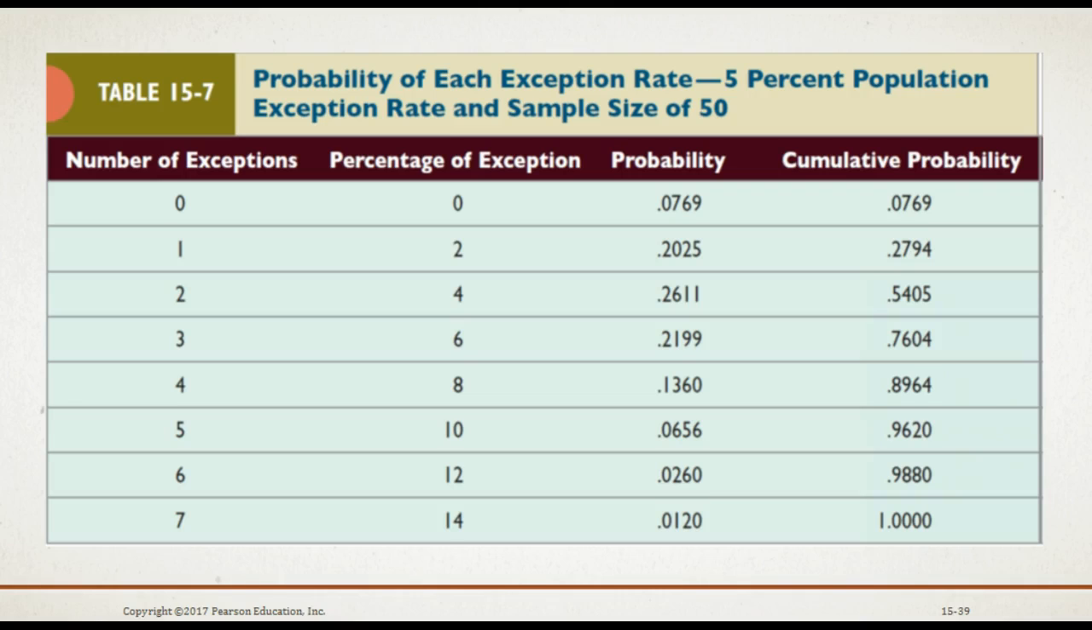Table 15-7 illustrates the sampling distribution for the example with a sample of 50 items from a very large population and an exception rate of 5%. To calculate the probability of obtaining a sample with at least one exception, the auditor will subtract the probability of no exceptions occurring from 1, which is 100%. By doing so, the likelihood of finding a sample with at least one exception is 1 minus 0.0769, or 92.31%. You can find Table 15-7 on page 506 of your textbook.